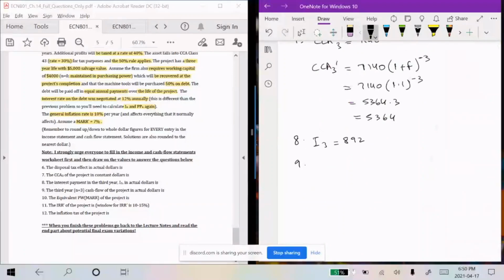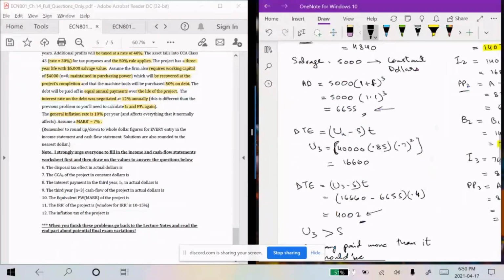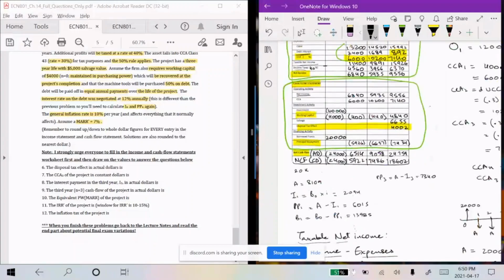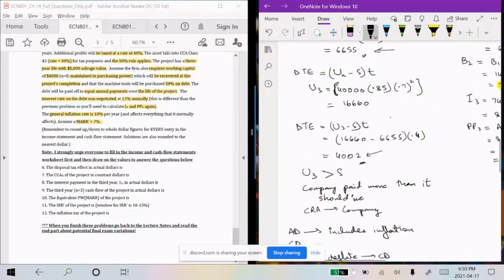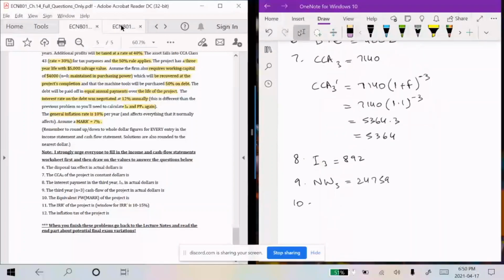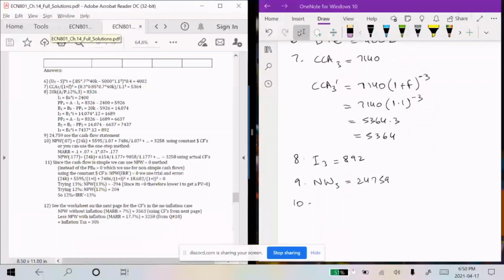Third year cash flow of the project in actual dollars. So the final answer in actual dollars is what he's asking. Net cash flow of the third year, 24,759. That's pretty much just copying it down. Number 10: equivalent present worth of the project given MARR. Okay. Let's just check till this point. Are we right? 24,759, 892. Yep, that's right.